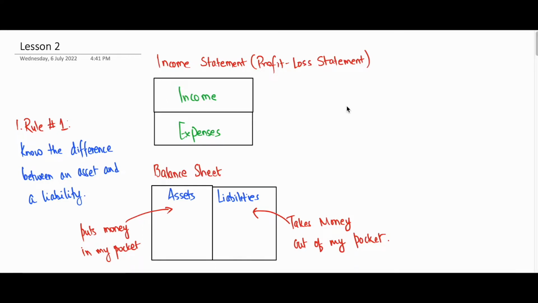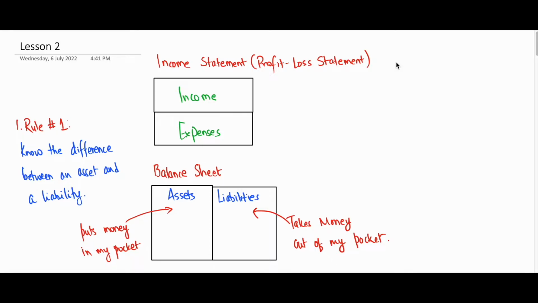Robert Kiyosaki wants us to know the difference between an asset and a liability. Given in the figure diagram is an income statement, which is also known as a profit and loss statement, and below it is a balance sheet. The balance sheet consists of assets and liabilities, whereas the income statement shows how money is coming in as income and how money is going out as expenses. So in a balance sheet there are assets and liabilities.